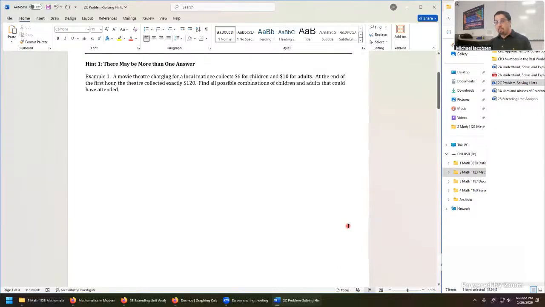This one seems to be all about hint number one, but if we notice other hints might come into play, we'll mention them as well. It says a movie theater charging for a local matinee collects $6 for children, $10 for adults. So kind of a cheap theater in 2026 prices. And now they tell us at the end of the first hour, the theater collected exactly $120. Find all possible combinations of children and adults that could have attended.